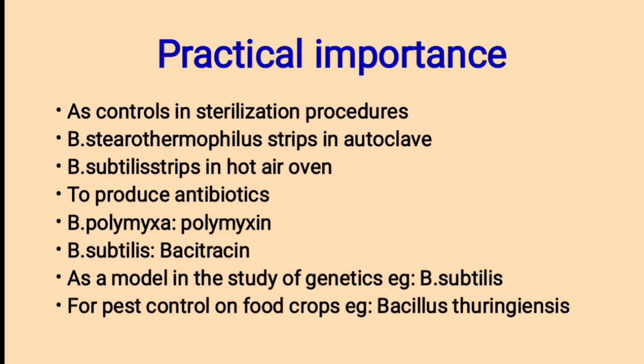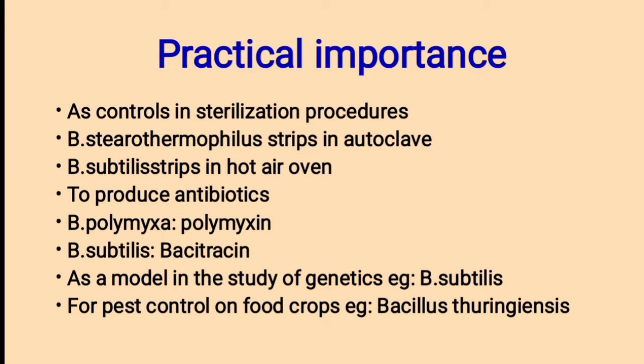Then practical importance. It acts as controls in sterilization procedures. For example, Bacillus stearothermophilus strips are used in autoclave and Bacillus subtilis strips are used in hot air oven. And it is used to produce antibiotics. Bacillus polymyxa strain is used for the production of polymyxin and Bacillus subtilis is used for the production of bacitracin antibiotic. As a model in the study of genetics, example Bacillus subtilis. Bacillus subtilis is used as a model for the study of genetic mechanisms.